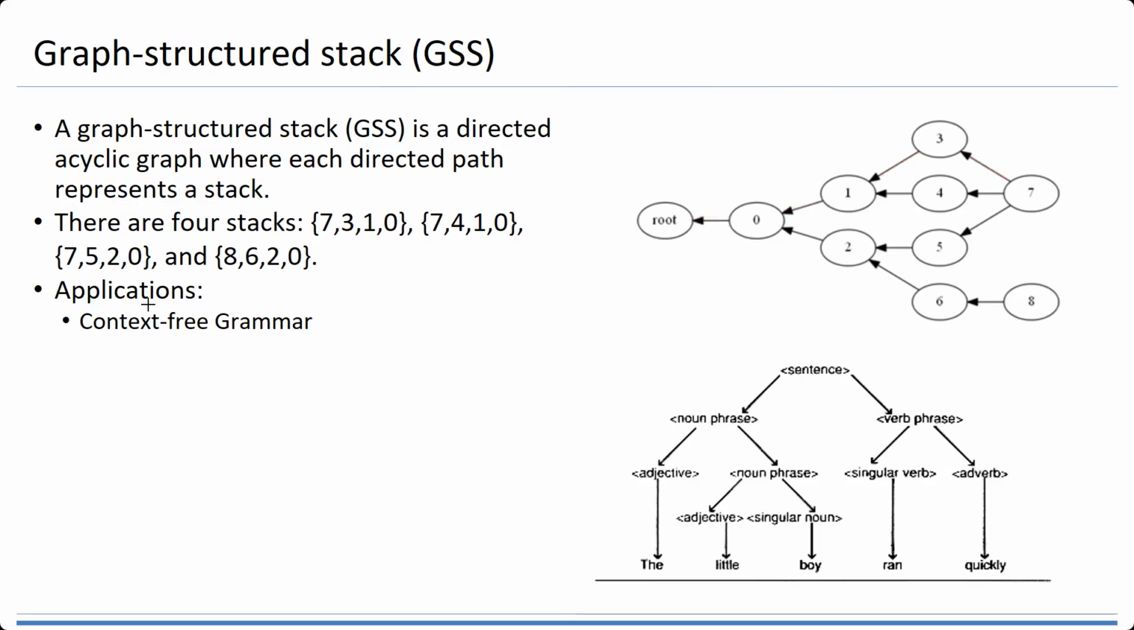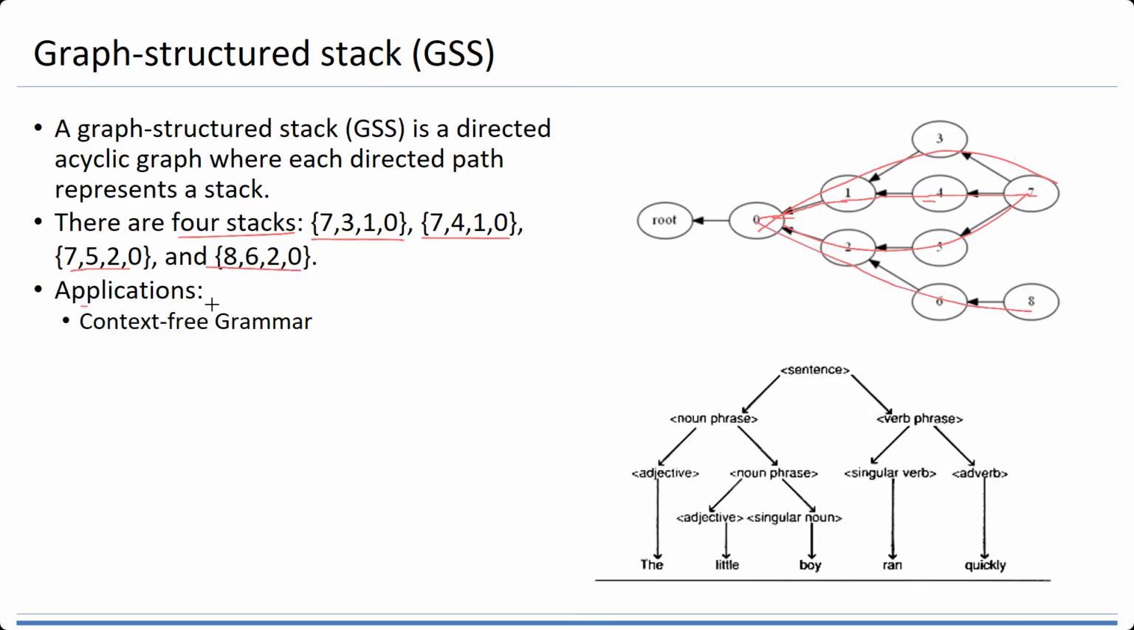For example, I have 4 stacks. So the first stack is 7, 3, 1, 0. The other stack is 7, 4, 1, 0. And this is the direction. The other is 7, 5, 2, 0. And the other is 8, 6, 2, 0. Okay. So what does it mean?